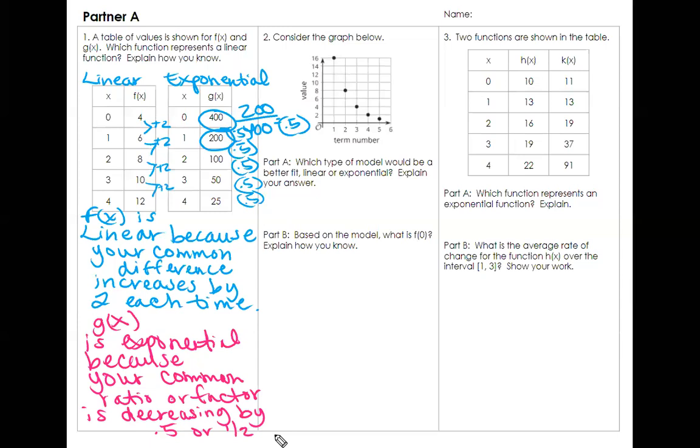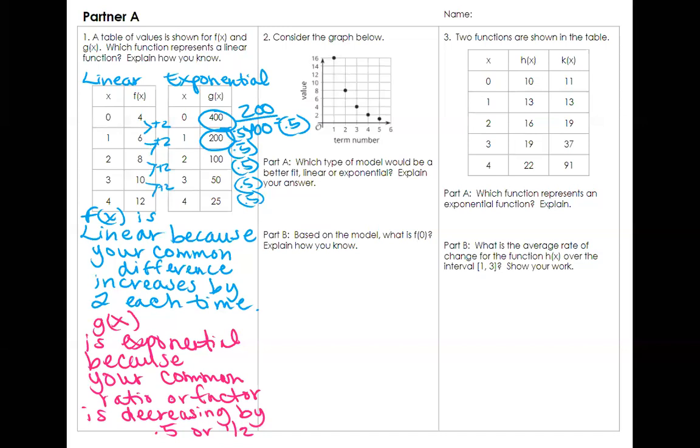All right, look at number 2. Consider the graph below. Which type of model would be a better fit, linear or exponential? Explain your answer. So look at that graph. Imagine connecting the dots. What do you guys think? Connect the dots.